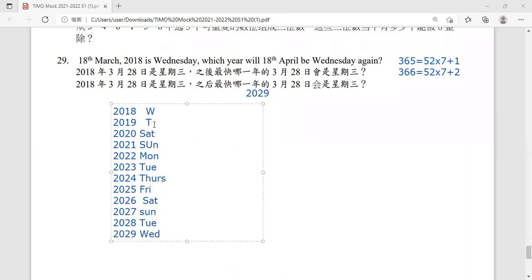Because this is a leap year, the 29th of February has passed, so you have to add 2 days on it. Because the day in March is March 28, it's the same, okay? Actually, the Chinese version and the English version are a little bit different, so it doesn't matter, okay?